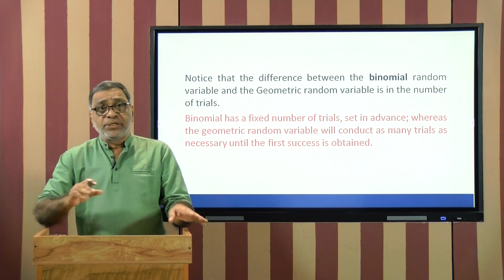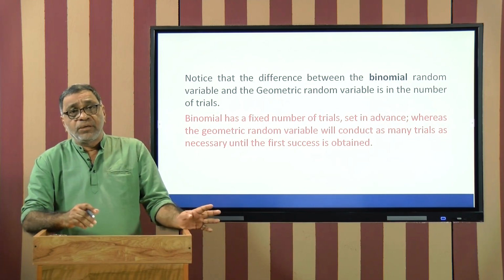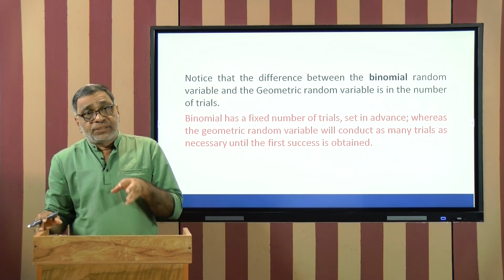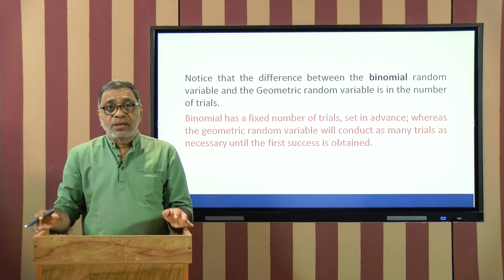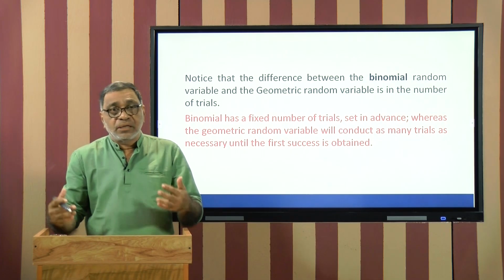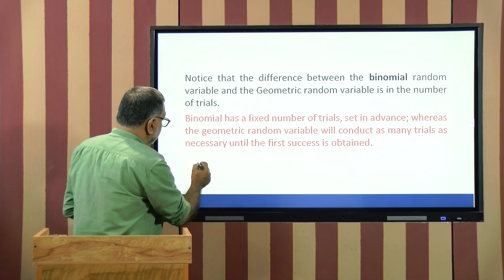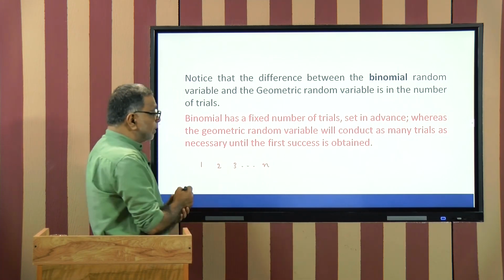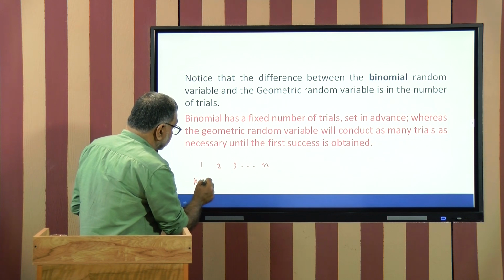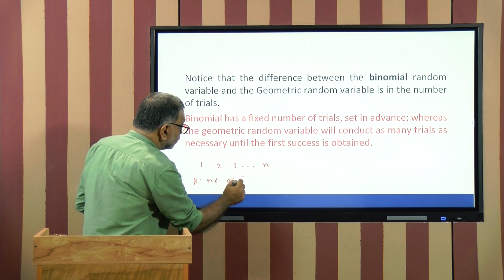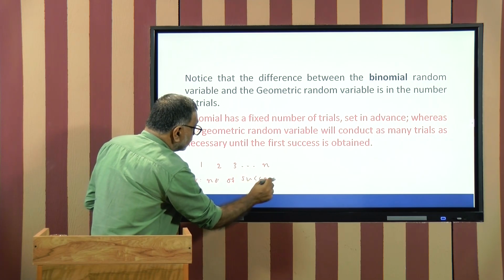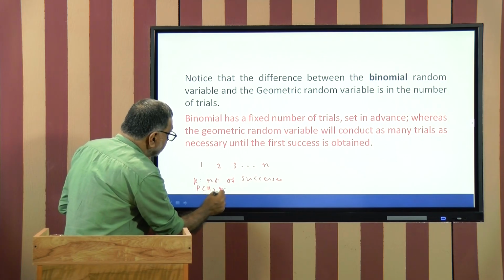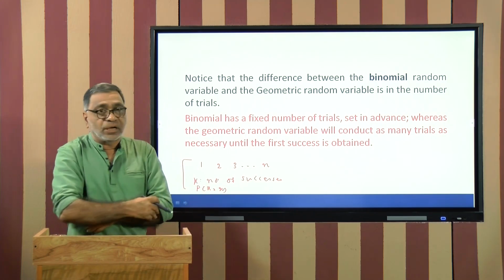What is the basic difference between the binomial random variable and the geometric random variable? In the case of the binomial random variable, we are fixing the number of trials. That is, we are performing the Bernoulli trials n times. So, 1, 2, 3, etc. up to n trials we are performing, and you count x as the number of successes. And you are finding the probability of x equal to x. This is the situation in the case of the binomial random variable.